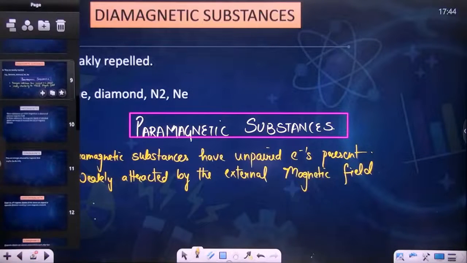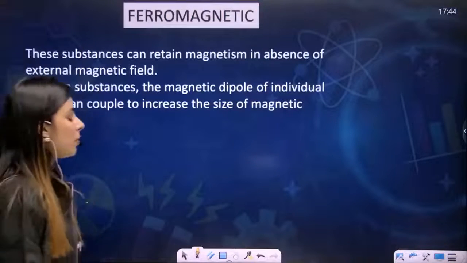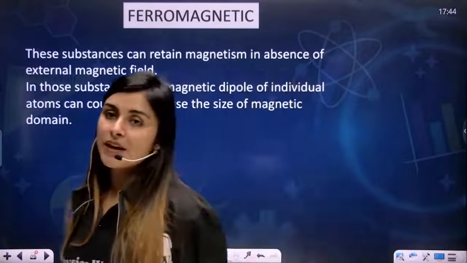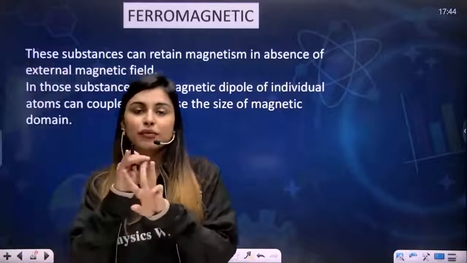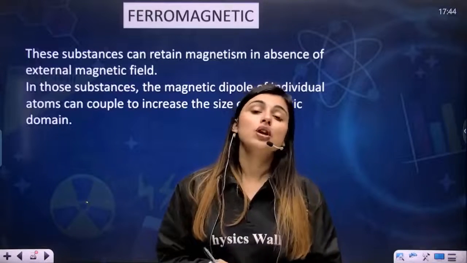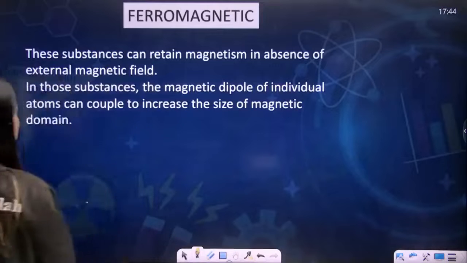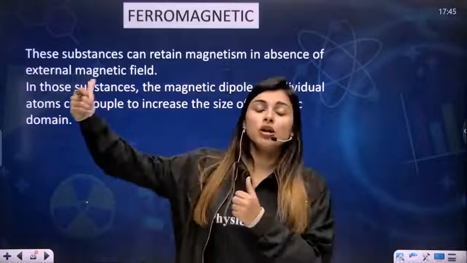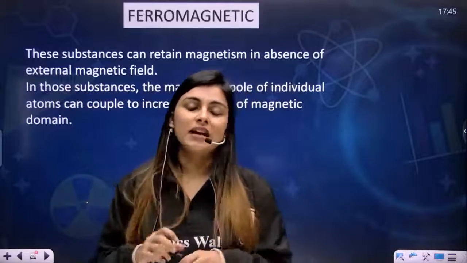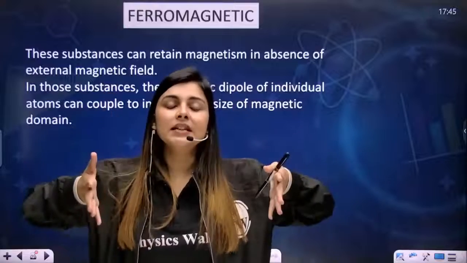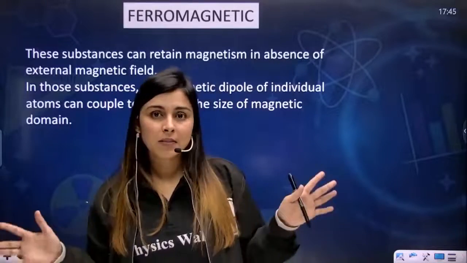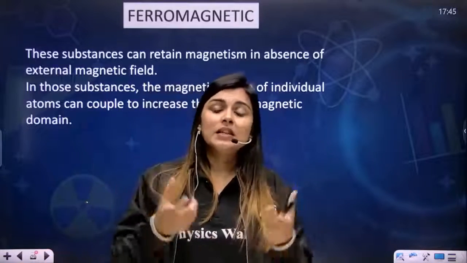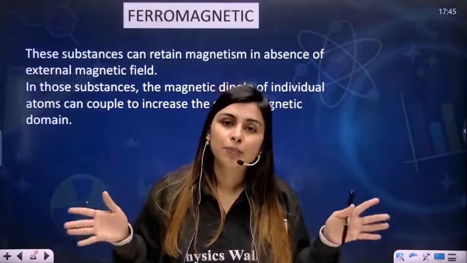I hope you've written it now. Now, my dear students, let's talk about the third magnetic property, that is ferromagnetism. In ferromagnetism, you have three different properties: ferro, ferri, and antiferromagnetism. Ferromagnetic substances can retain magnetism in absence of external magnetic field as well. When we talked about paramagnetic, I told you that they are weakly attracted in the magnetic field, so they behave like a magnet. Once the magnetic field is removed, the magnetic properties will also be removed.